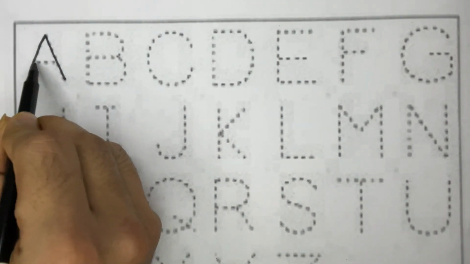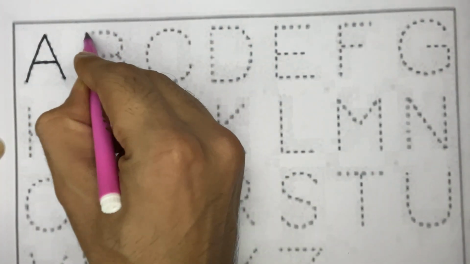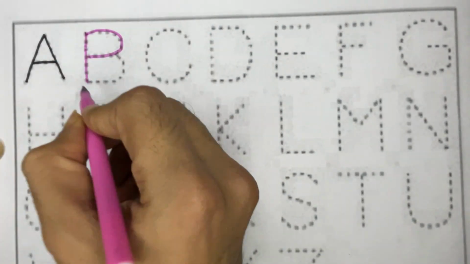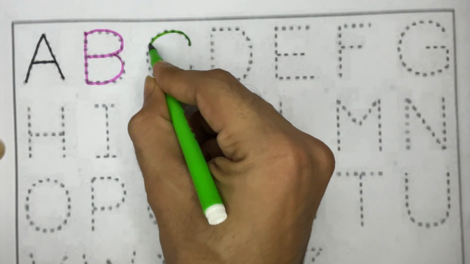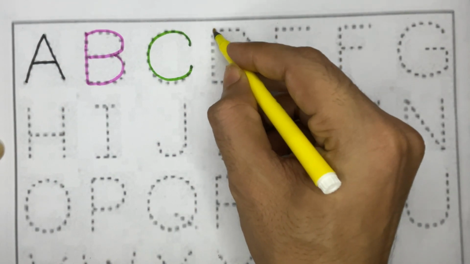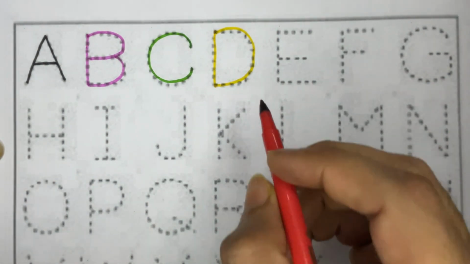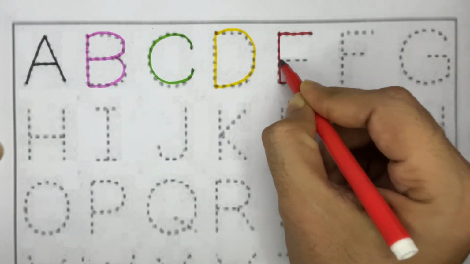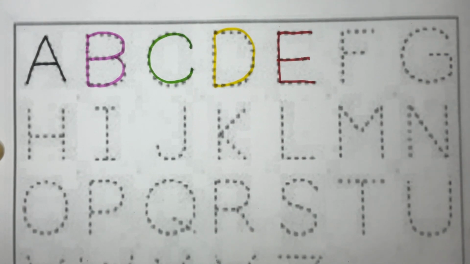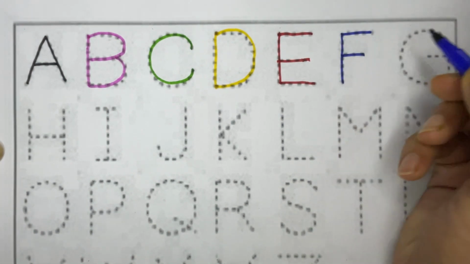A for aeroplane. B for bat. C for cat. D for dog. E for elephant. F for fish.